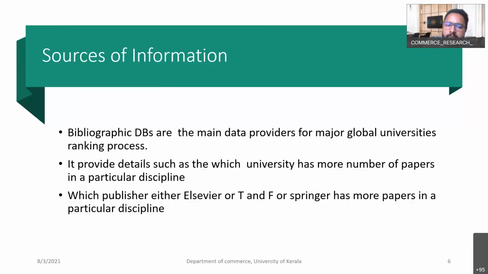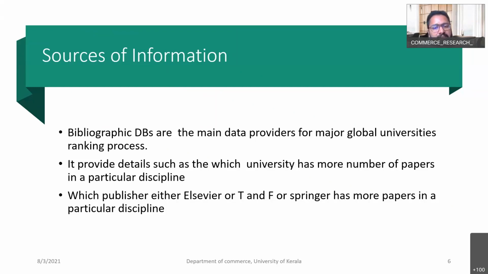So, sources of information. Bibliographic databases are the main data providers for major global university ranking processes. So you will get data from Web of Science or Scopus regarding university ranking in terms of publications. You will get data like which institute provides funding to what kind of journals, and which author gets funding from which institute. These details you will get from the databases.